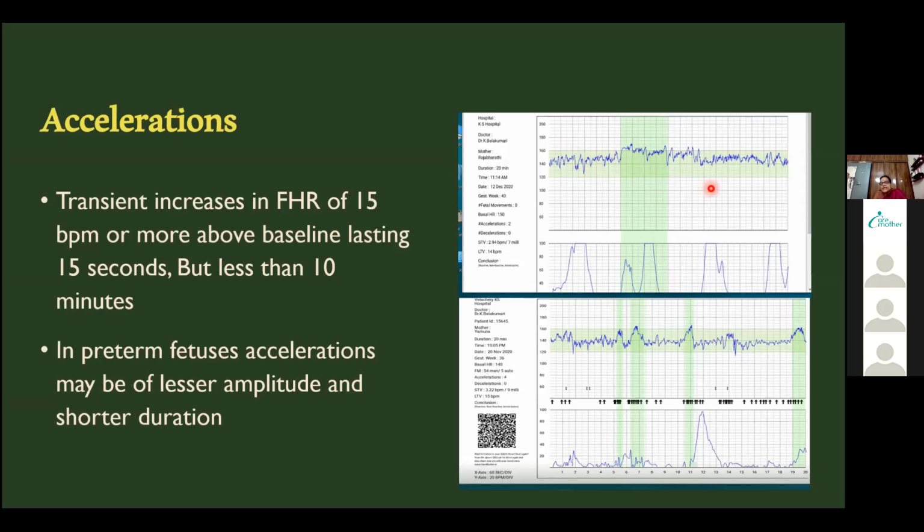Okay, it should be less than 10 minutes. If it is lasting for 10 minutes, if it is going to be like this continuously, then it becomes a change in the basal heart rate and not an acceleration.